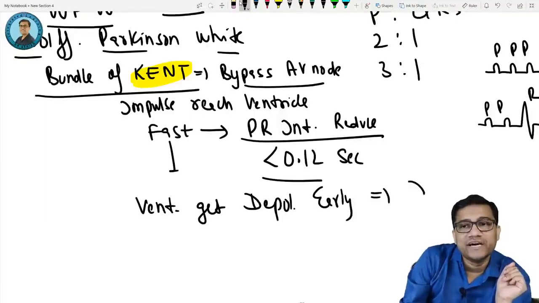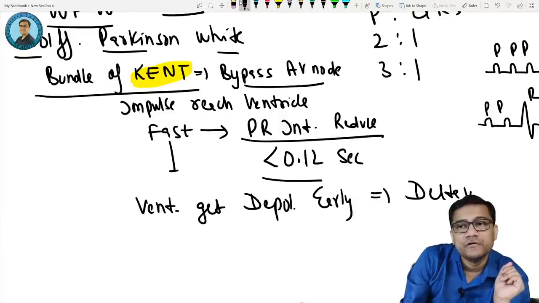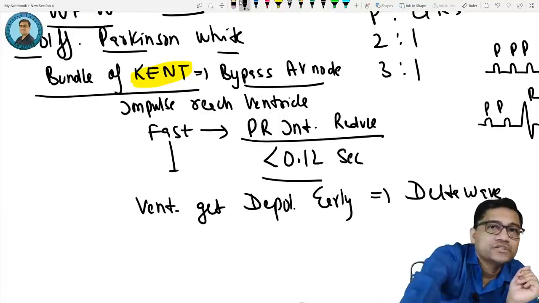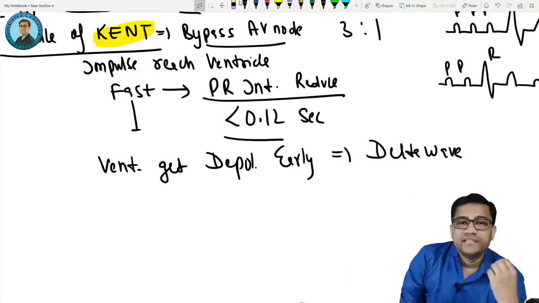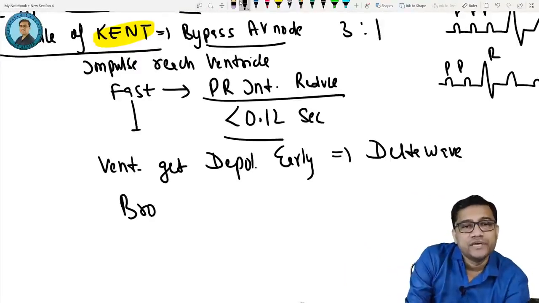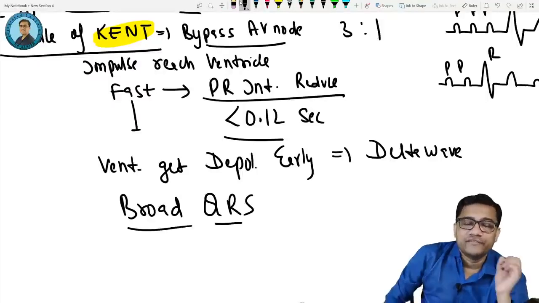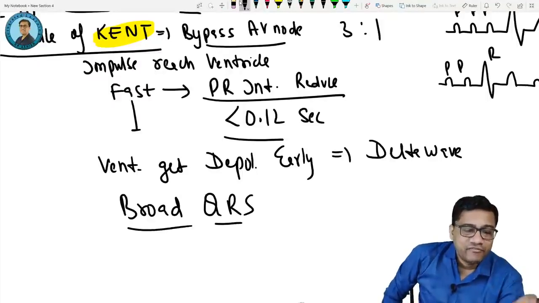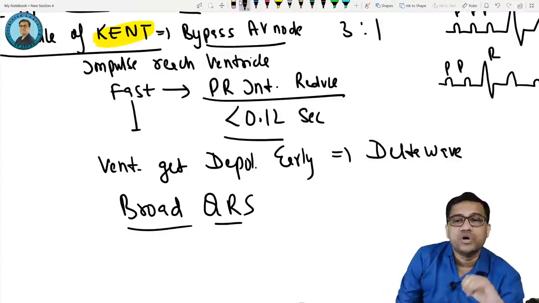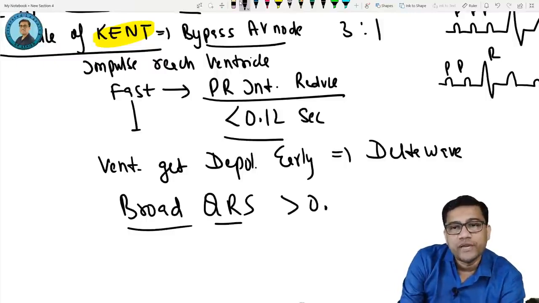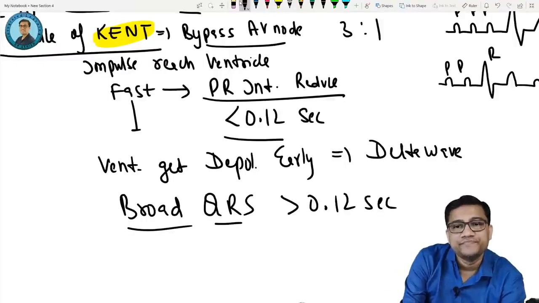That causes a delta wave. Okay. And finally, there is a broad QRS. Because when the normal impulse comes, it will see what? It will see that the ventricles have already been depolarized. So, that is causing a broad QRS, more than 0.12 second.